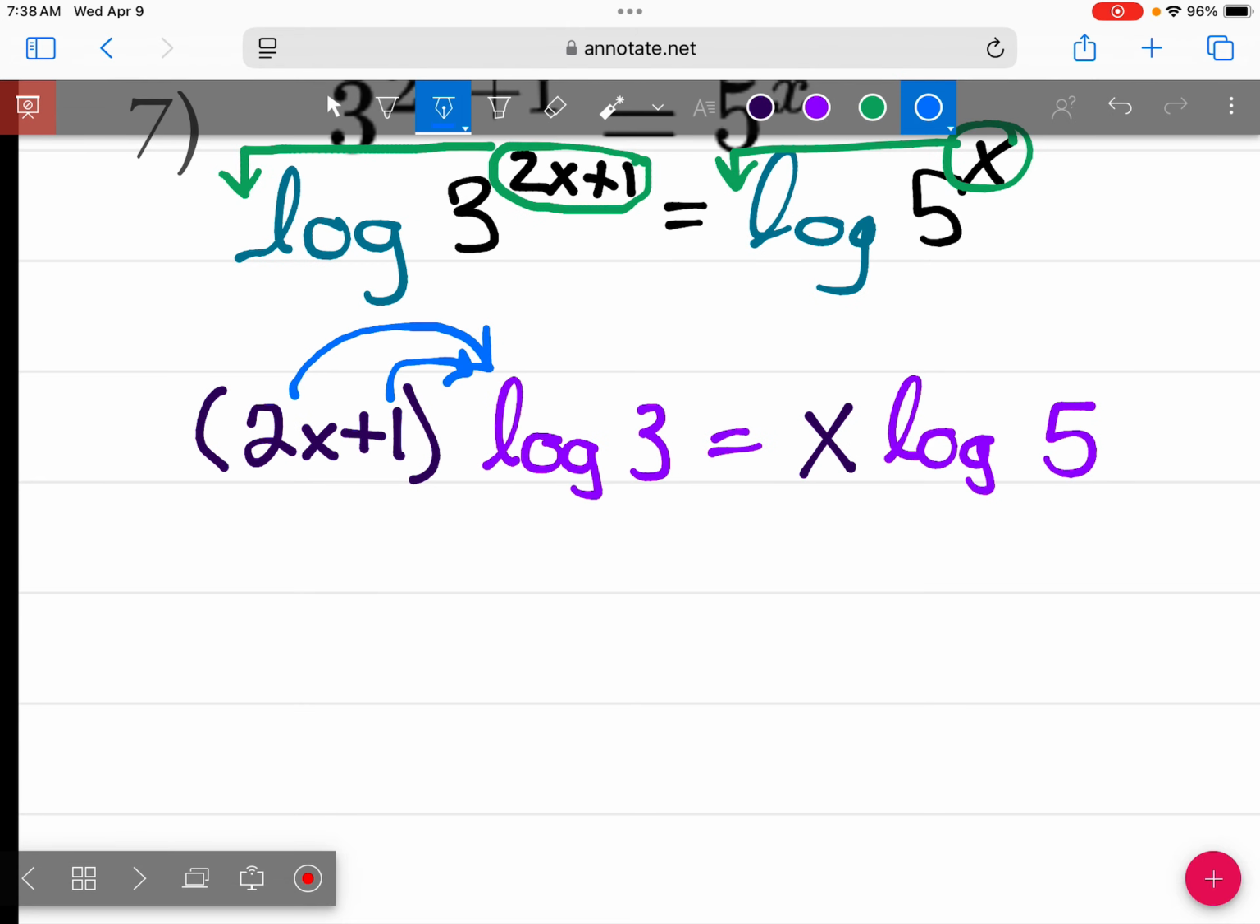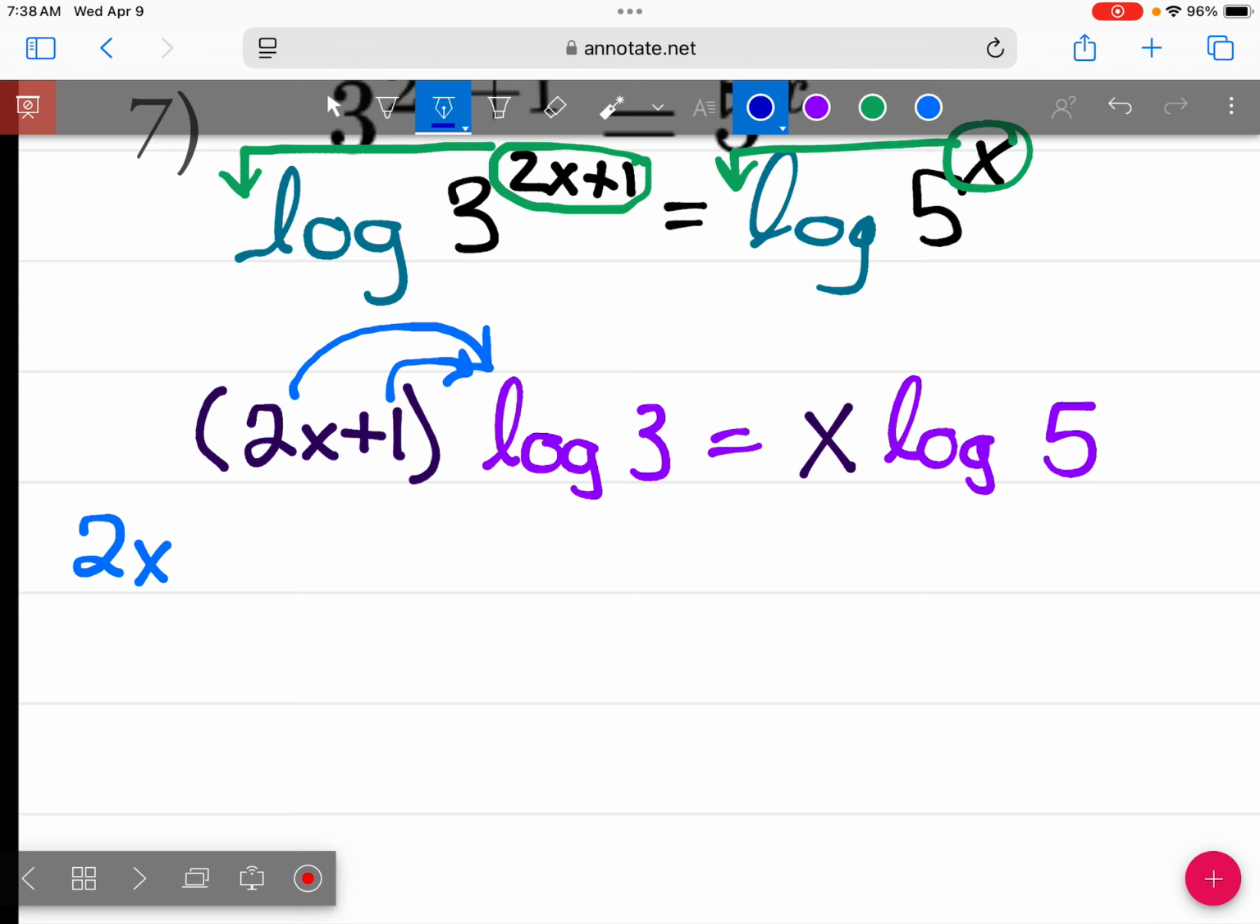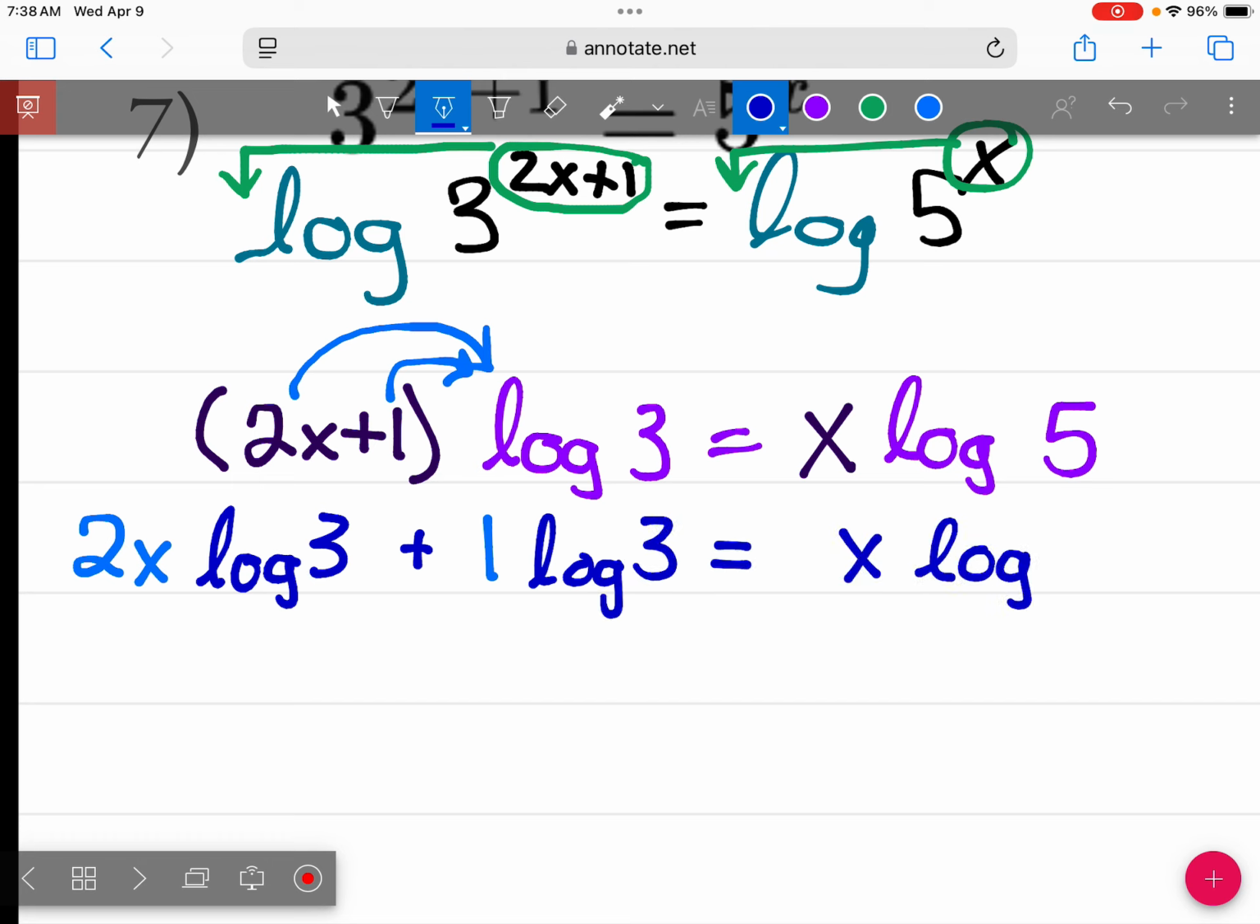So we're going to write this as 2x times log of 3, not base 3, argument 3, plus our 1 times log of 3, equals our x log of 5. That's not changing.